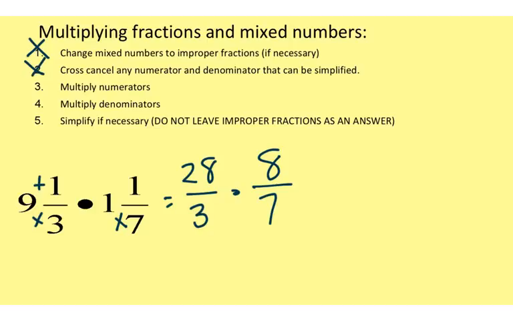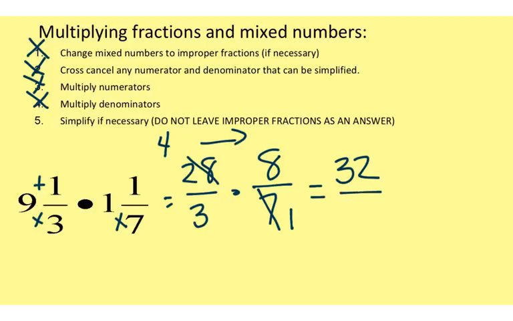Next, cross cancel. Well, 3 and 8 cannot be simplified, but 7 and 28 can. 7 can go into both of those. So 7 divided by 7 is 1. 28 divided by 7 is 4. Now, multiply numerators. 4 times 8 is 32. Multiply denominators. 3 times 1 is 3.